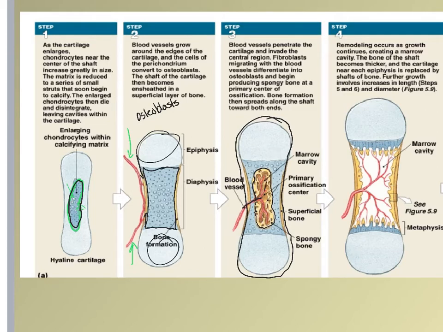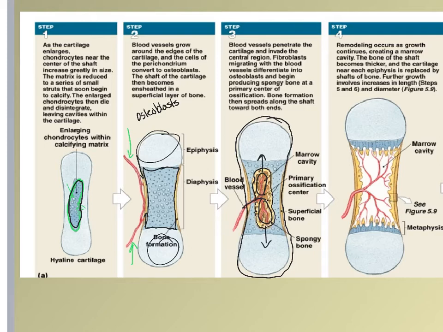So what you see here is that these blood vessels have branched, and now they're moving out towards the epiphyses, right? And those blood vessels are bringing osteoblasts. Osteoblasts are laying down osteoid. Osteoid then becomes calcified. And this is the process of growing and elongating this bone.